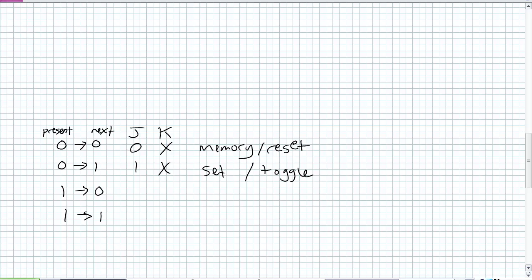If we are a 1 and we transition to a 0, well, maybe I want to reset it. Well, also, what about toggling it? What if I toggled it? That would also make it go to a 0. So I could also potentially toggle the thing. So it sounds like the J input doesn't matter.